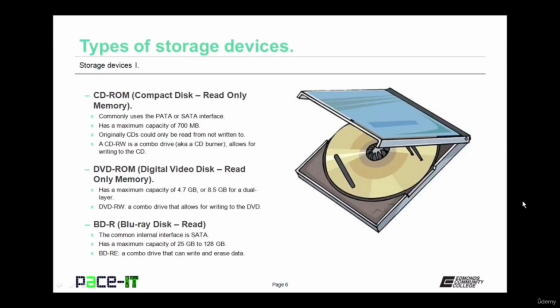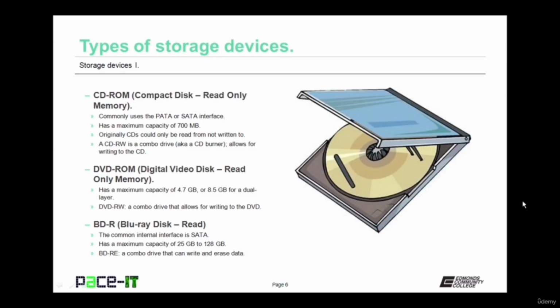And of course technology marches on, and we came up with the DVD-ROM, the digital video disc read-only memory. Now it has a maximum capacity of 4.7 gigabytes in its single layer format, and 8.5 gigabytes for a dual layer format DVD. Now DVDs also came out in the DVD-RW. Just like the CD-RW, it's a combo drive that allows for writing to the DVD.